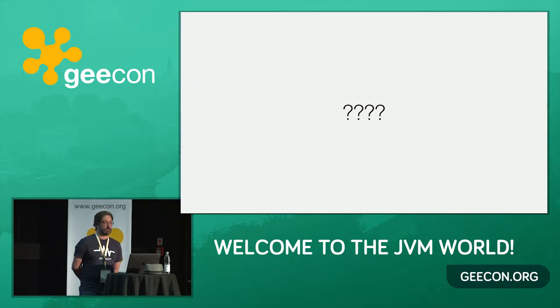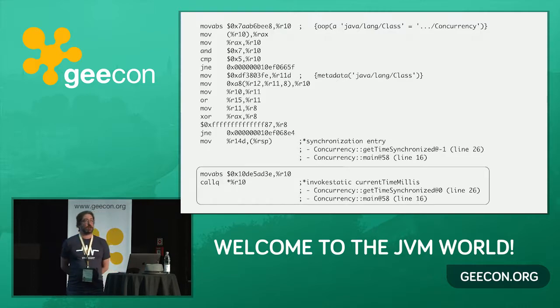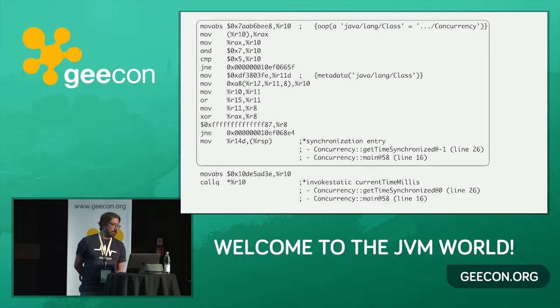What does the synchronized version look like? Well, I'll tell you, it's a lot bigger. There's a lot more code that's output for this. Here is our actual interesting bit at the bottom, where we're essentially doing the same thing as the unsynchronized version, just calling currentTimeMillis. This preamble code basically has to run all the time. This is the minimum amount of work that the JVM can do to handle that locking.